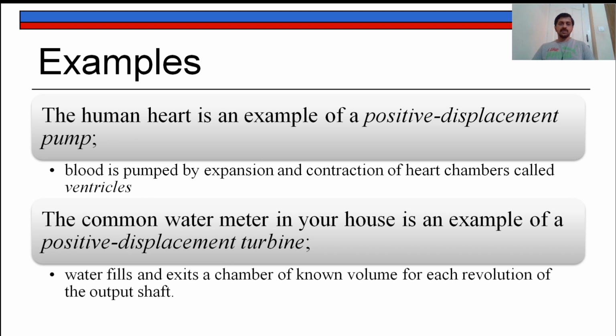Blood is pumped by expansion and contraction of the heart chambers called ventricles. Then the common water meter in your house, that is a positive displacement turbine.